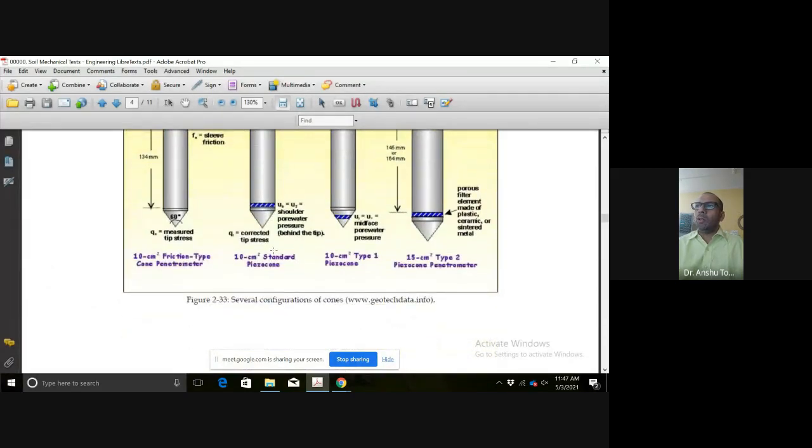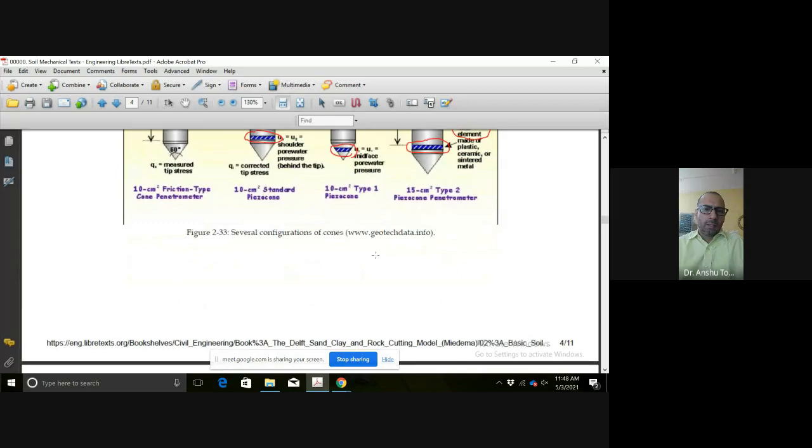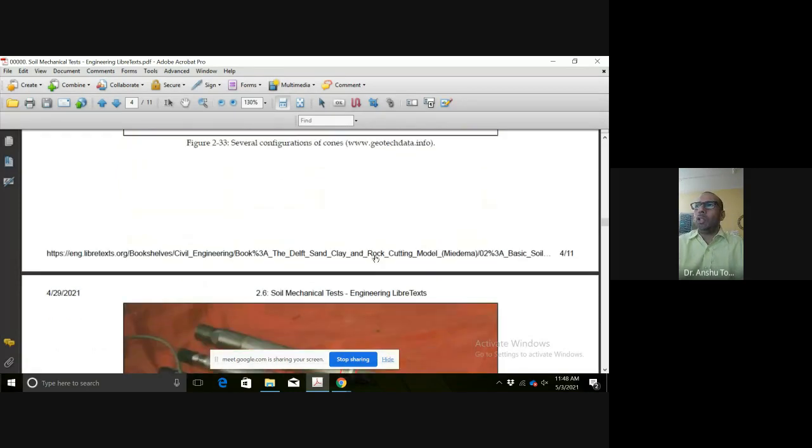Standard piezo cone. Now you can see we have an attachment here as a piezo cone. Here also you can add an attachment. Porous filter element made of plastic, ceramic or sintered metal. So this is porous, that means the water can enter, to find out the saturation or the water content in the soil.